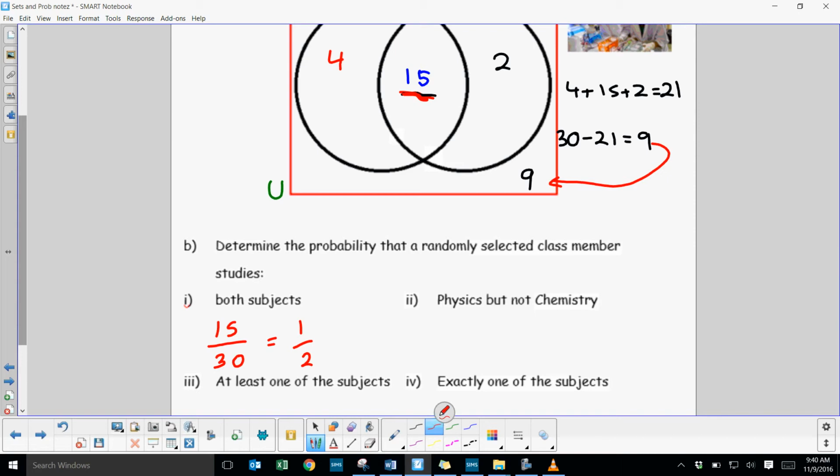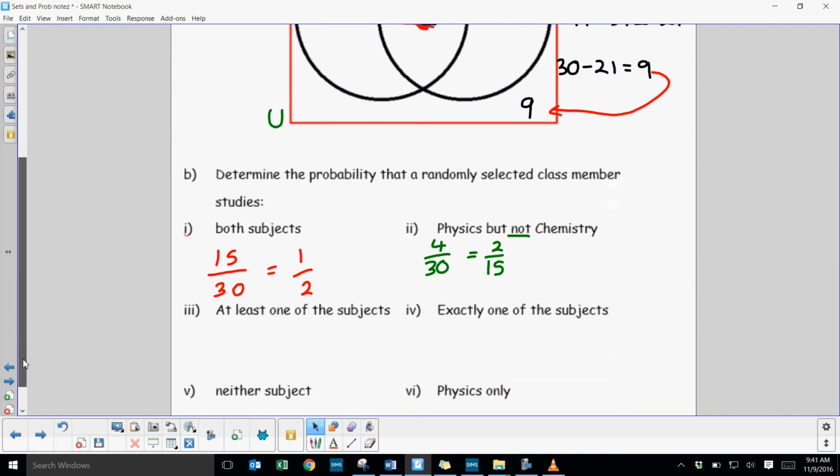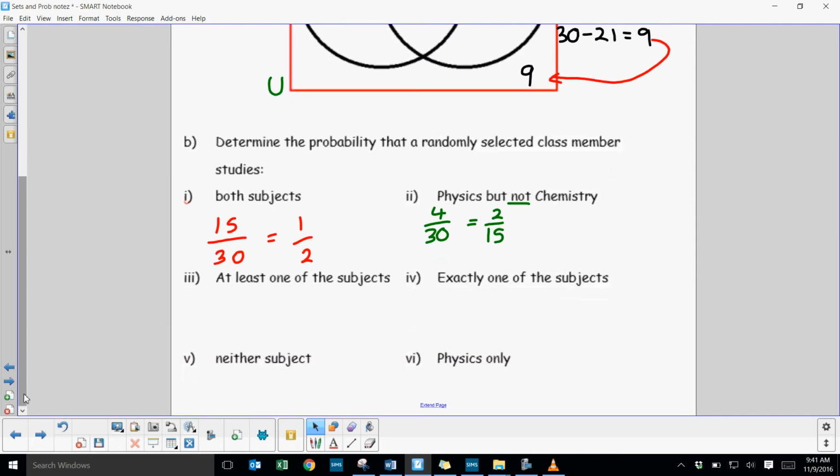Let's see, physics but not chemistry. So physics but not chemistry is this number here, 4. So again, that's 4 students out of a total class of 30. And that simplifies because they're even numbers on the top and bottom to 2 over 15. So 2 over 15 is the probability. So this exercise you're about to do might not ask for the probability, but occasionally I'll try to link earlier topics to later topics because they're quite connected in the real world.